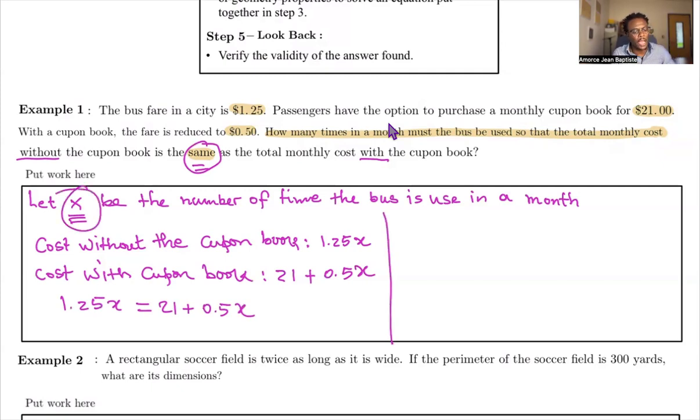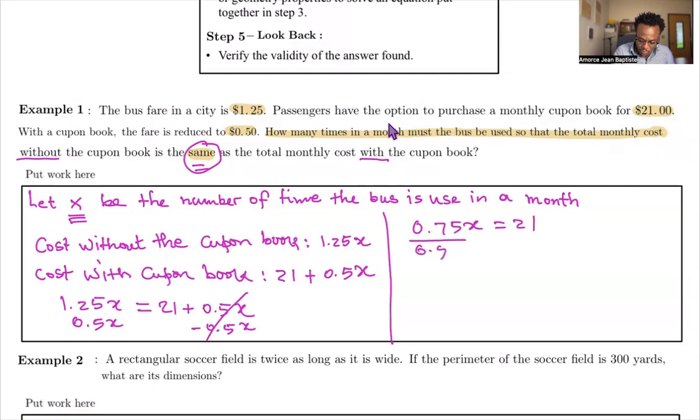So now we can go ahead and solve this equation to find x. Remember, x is the number of times you use it. Then the equation will make sense. So we're going to subtract 0.5x. So that's 0.75x equals 21. This cancels out. If I divide by 0.75, we get x that is 28 times.